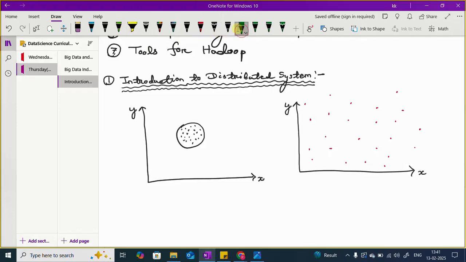So the first example is nothing but isolated. This is distributed.